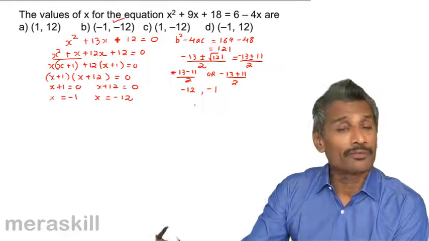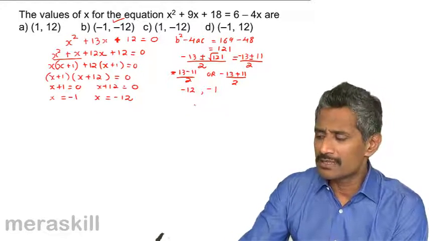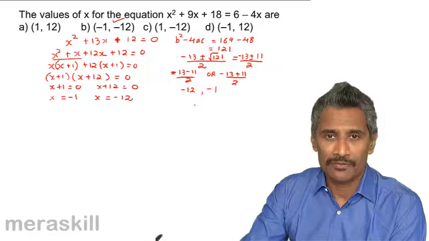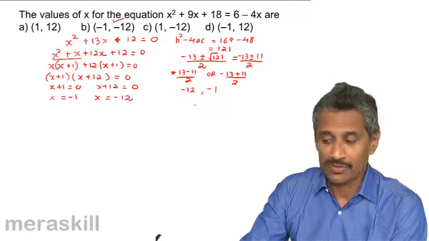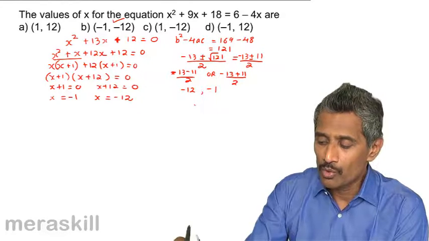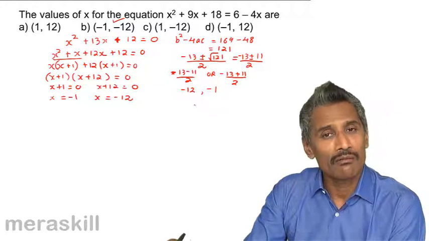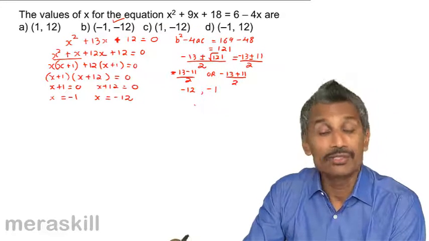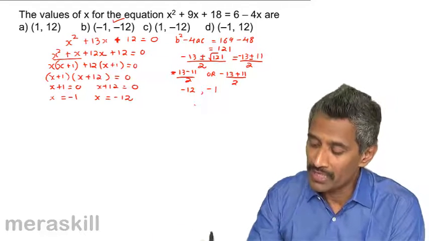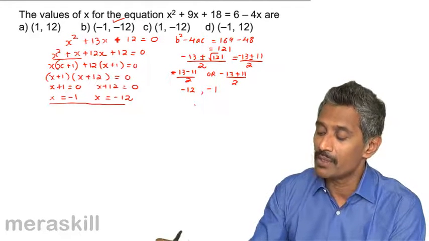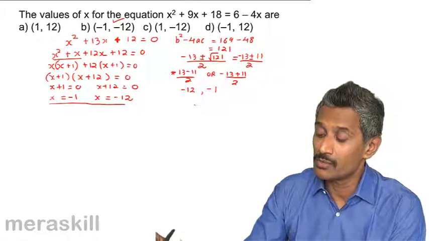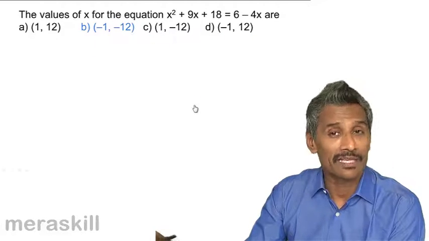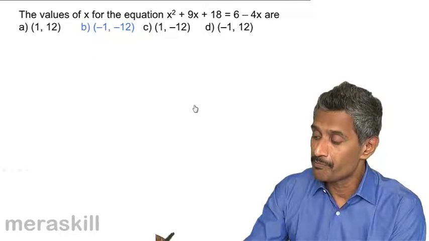Or we could use the formula method. The formula method is standard. You can use it for any kind of quadratic equation to be solved. This one would be more convenient only if the roots are rational and unequal. In any case, our solution is minus 1 and minus 12.